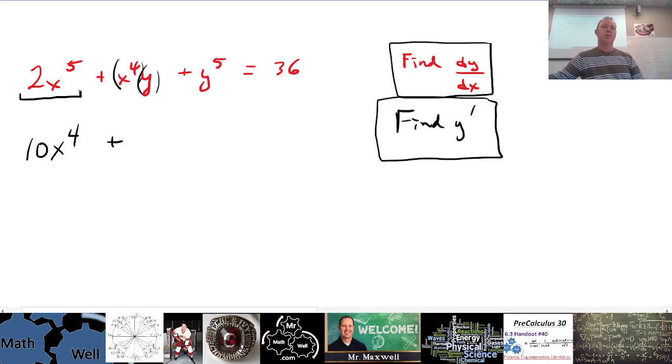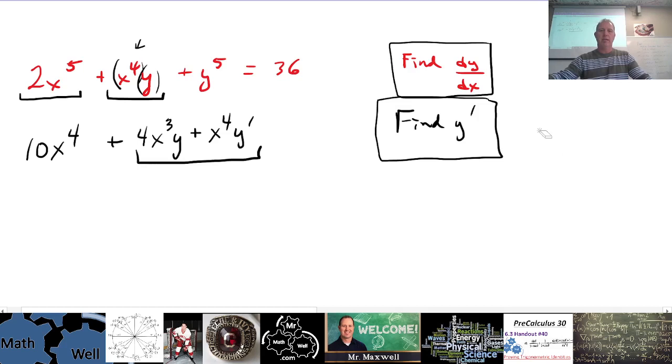So the product rule says this: I'm going to multiply the derivative of the first function times the second. So that's going to be 4x cubed, done, times the second, y. Plus the first, x to the fourth, times the derivative of the second. What's the derivative of y with respect to x? y prime. So the derivative of this right here is this right here.